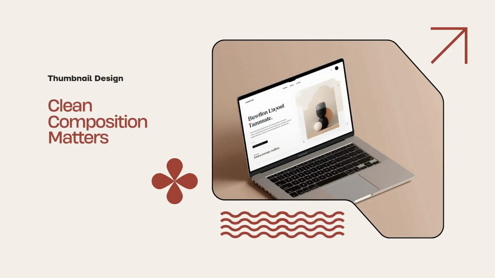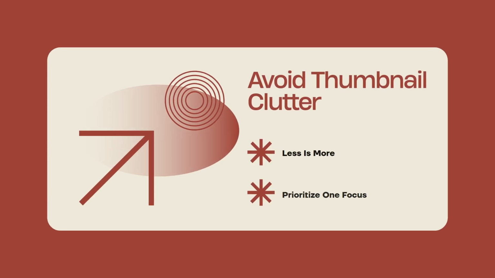Now let's talk about the composition. Your main subject should always be easy to identify at first glance. Leave empty space intentionally so the viewer's eye can focus on what matters. A common mistake beginners make is overcrowding the thumbnail with text, icons, logos, and multiple visuals. This reduces clarity and makes the thumbnail less effective.